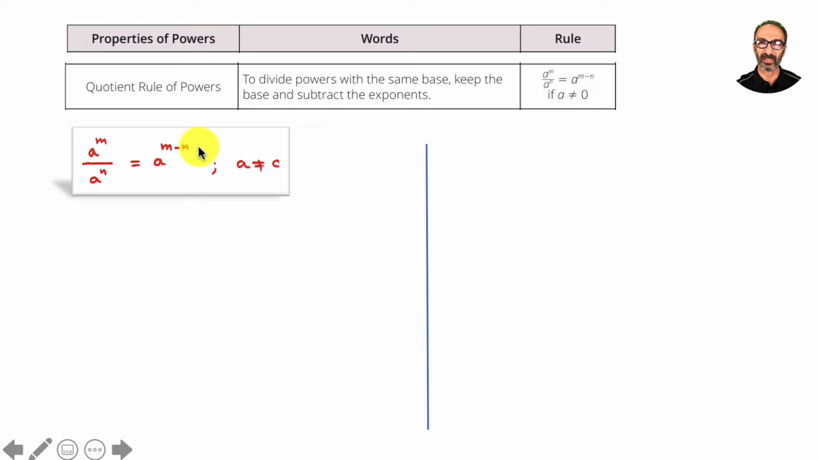A to the power m minus n, you subtract the exponents. Of course, we cannot have a equals 0, because that's going to end up 0 to the power something over 0 to the power something else, which is 0 over 0, which is undefined. So, formally speaking, we have to mention them.